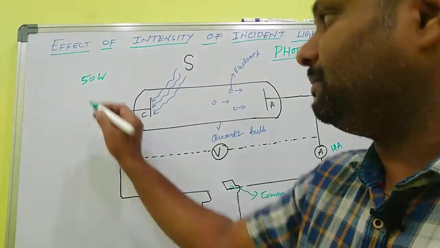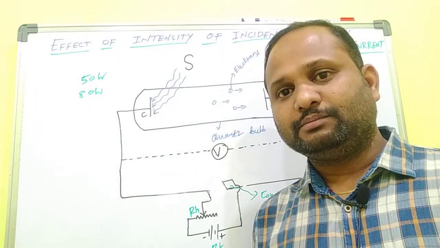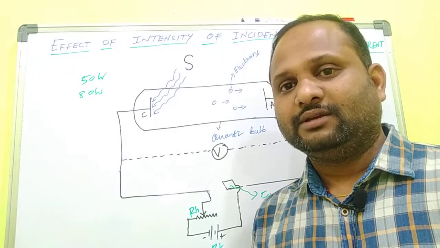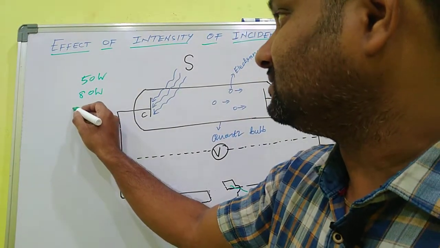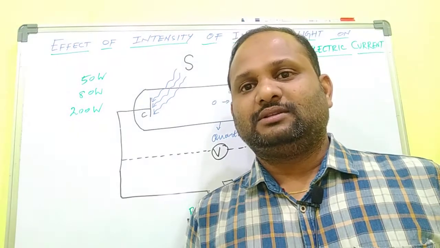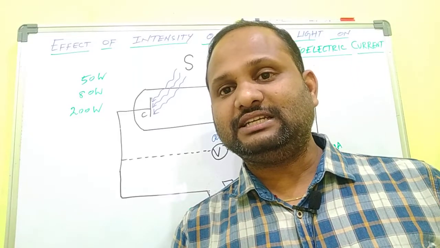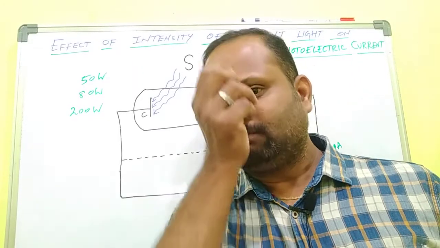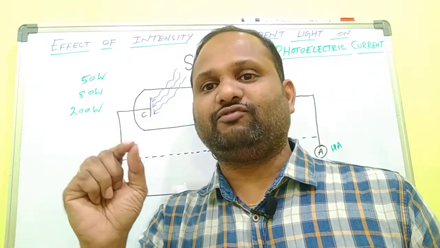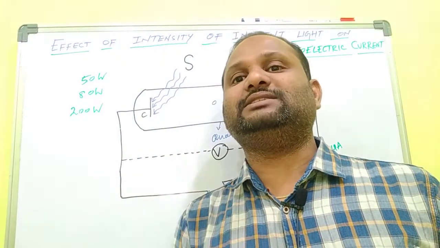If you replace it with 80 watt, then the power is increased. Power per unit area is known as intensity, so the intensity is increased. If you replace this source with, for example, 200 watt, then the power is more, so the intensity is also more. Intensity depends upon the power. So if we change the power, the intensity of the incident light also changes. In this way we are changing the intensity.